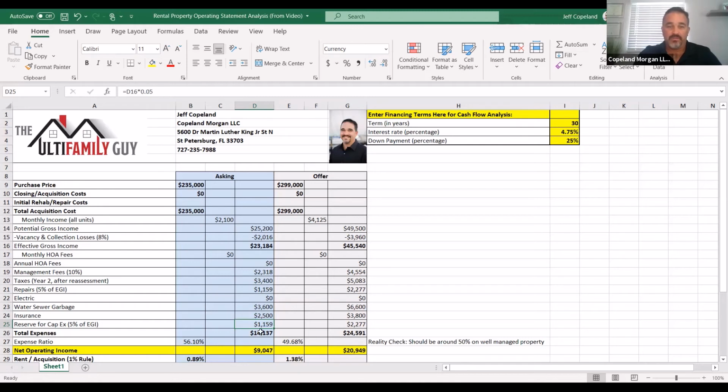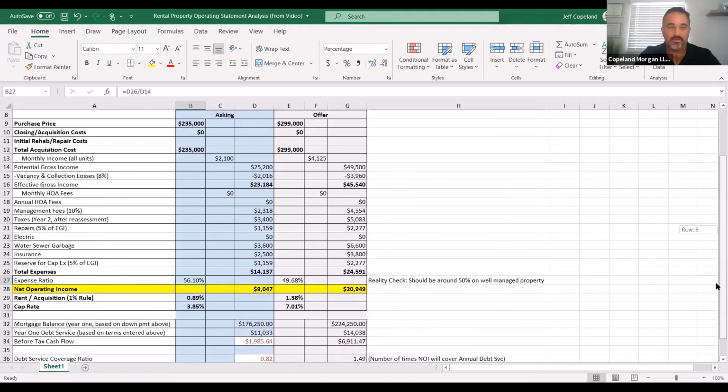So we come down to total expenses, $14,137 a year. And look at that, 56%. That seems about right. We said it should meet that 50% rule, give or take. If anything, I would say the expenses look a little bit high on this property, but we've done our initial pass of the numbers on this property. And let me scroll down here a little bit and we'll look at some of our formulas.